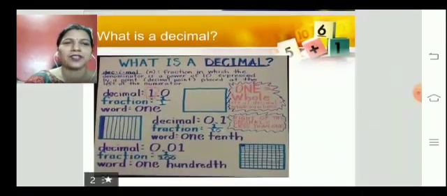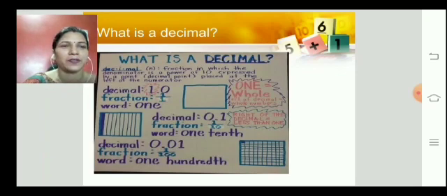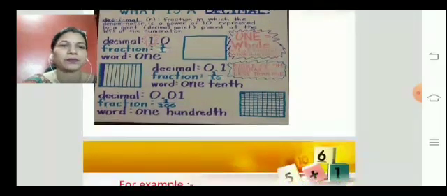What is decimal? Decimal is a fraction in which the denominator is a power of 10 expressed by a point placed at the left of the numerator. The numbers which are written before the decimal point are the whole number, and the numbers which are written after the decimal point are the decimal part, and it is always less than 1.